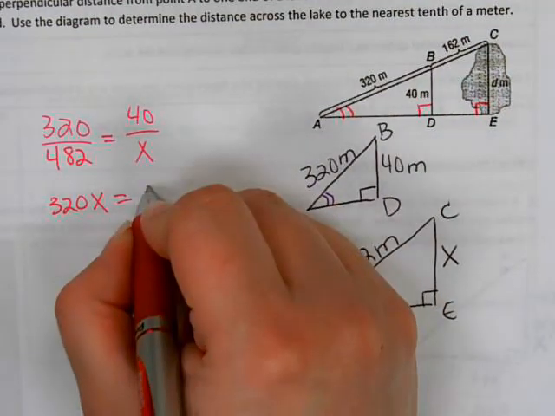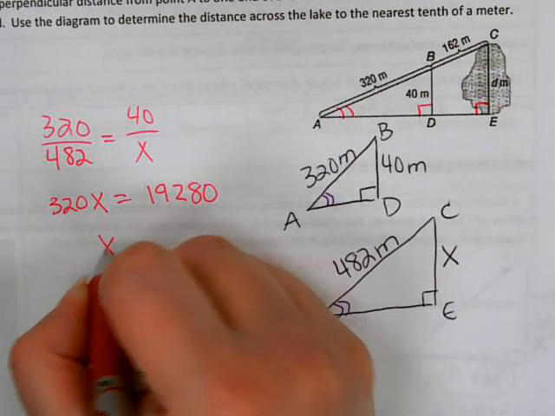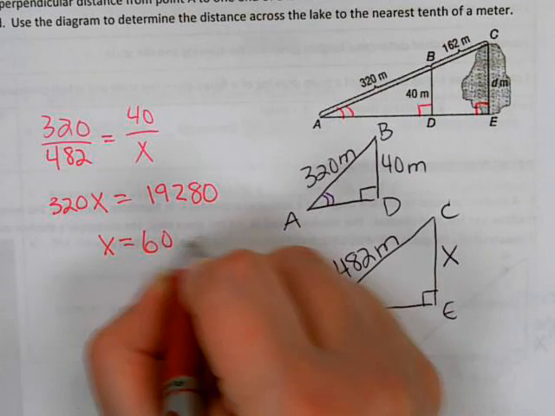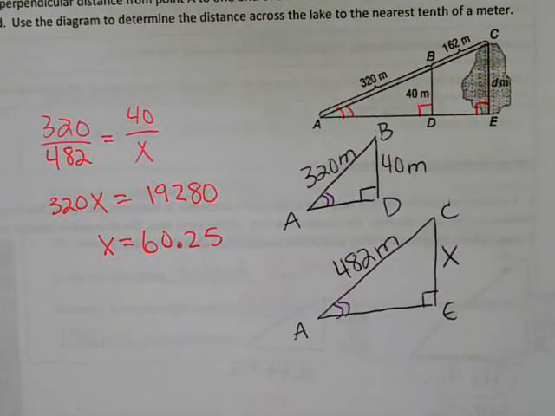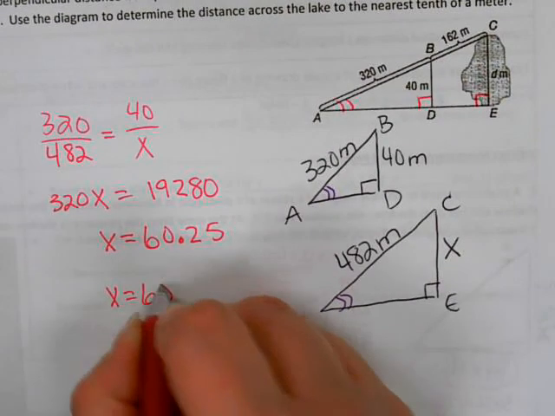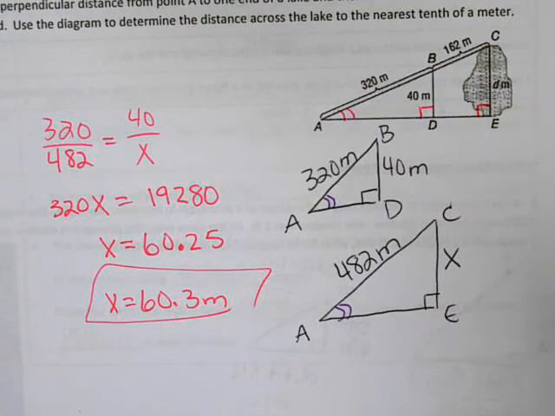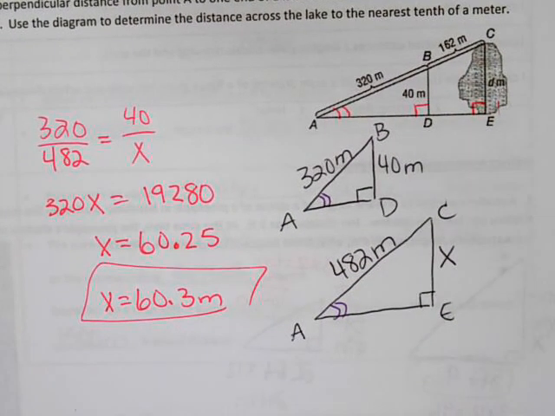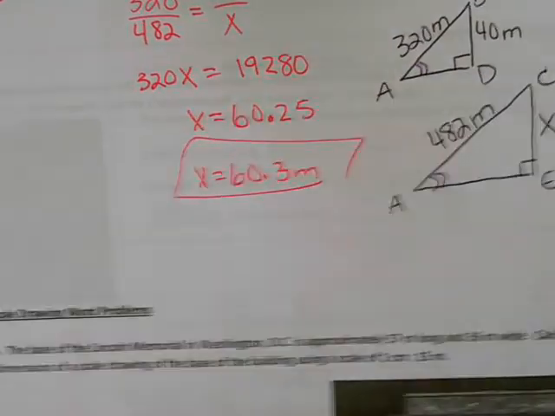320x is going to equal 19,280. So x is going to be 60.25. But we're being asked to round to the nearest tenth of a meter. So we're going to go ahead and round that to 60.3 meters. So the distance across the lake in this picture is 60.3. Cool? One more, bear with me, we're almost there.